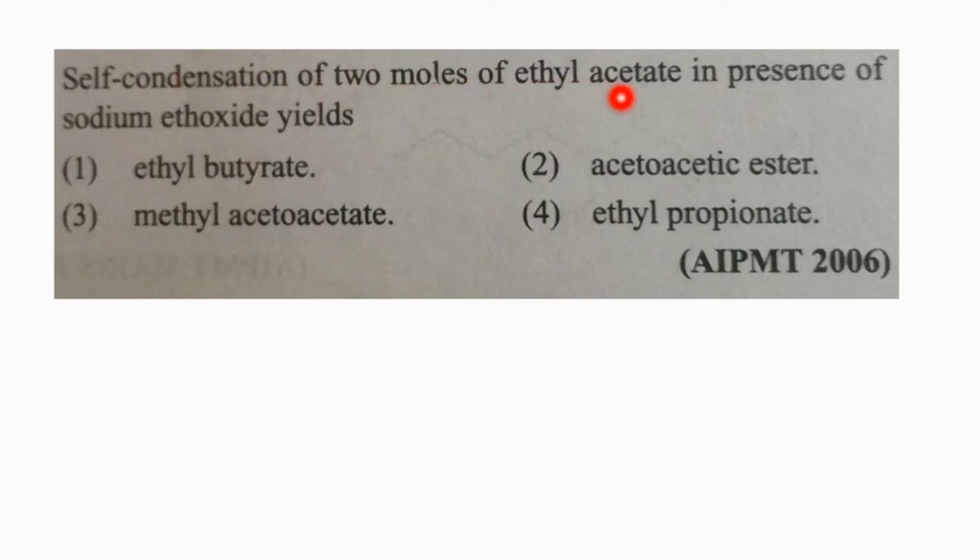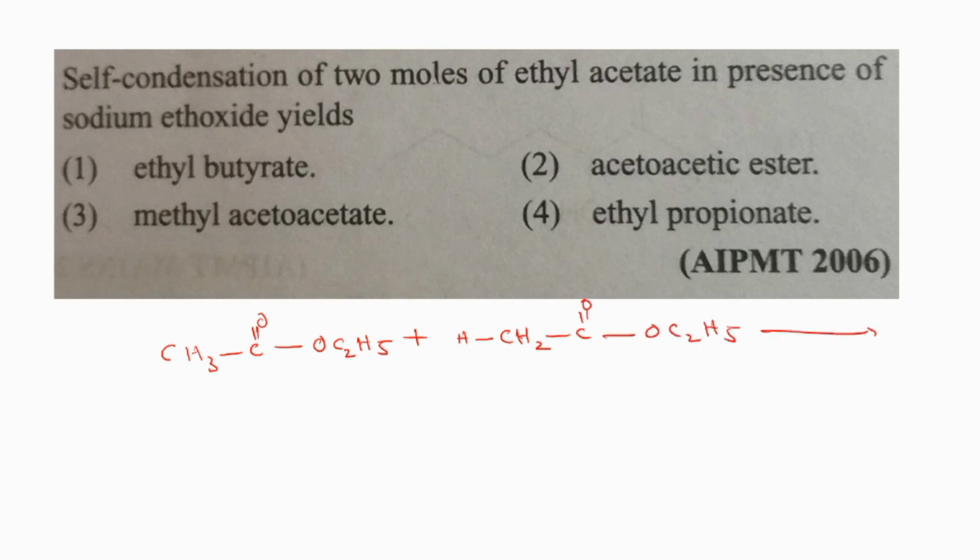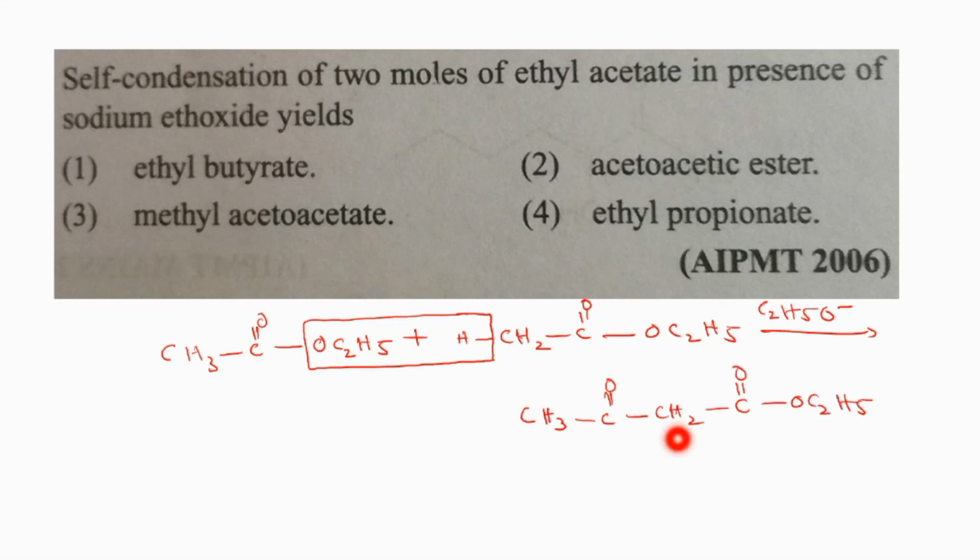Now see this question. Self-condensation of 2 moles of ethyl acetate in presence of sodium ethoxide yields. So which is an easy way to predict the product of the reaction? First we will have to write ethyl acetate. When we are writing the next molecule, we will have to write the alpha hydrogen like this. C double bond O, O, C2H5. If it is reacting with the sodium ethoxide, C2H5O minus, one molecule of alcohol will be eliminated. The remaining part you can attach it together. CH2, C double bond O, O, C2H5. If only this part is there, what will be the name? It will be ethyl acetate.